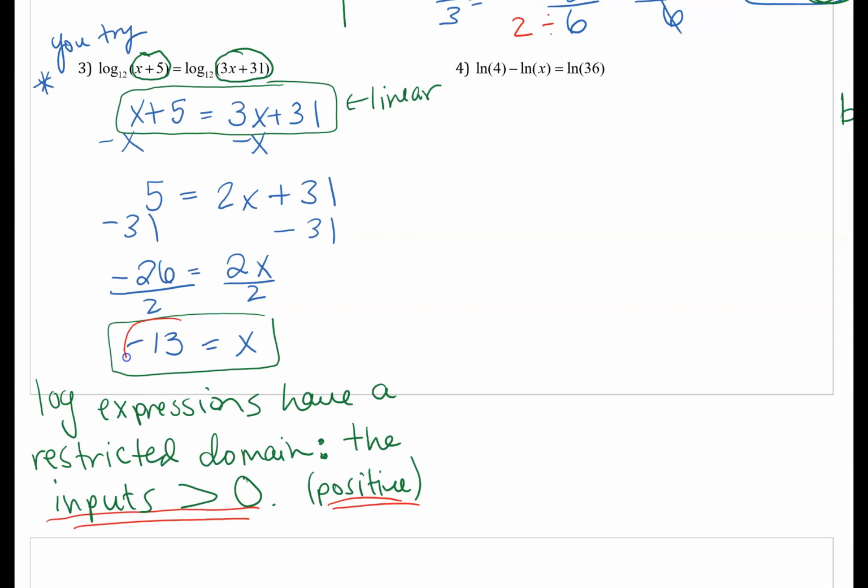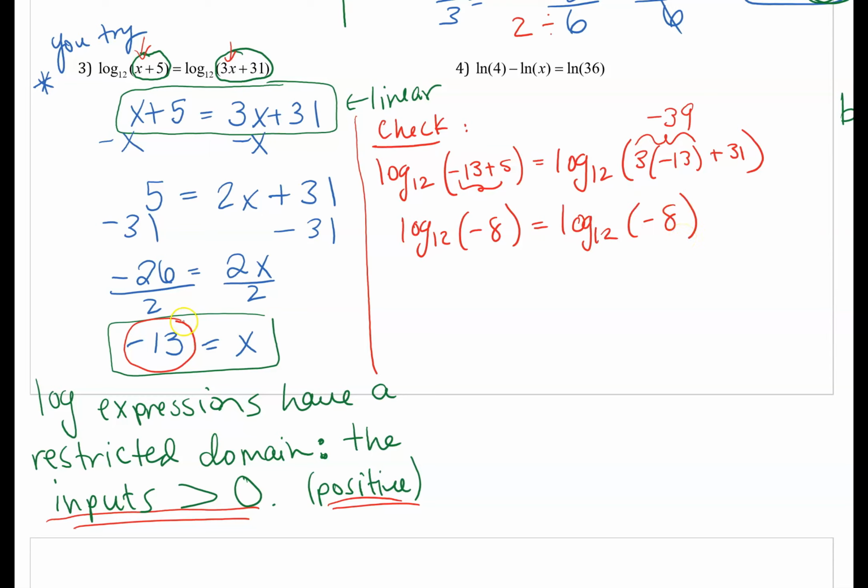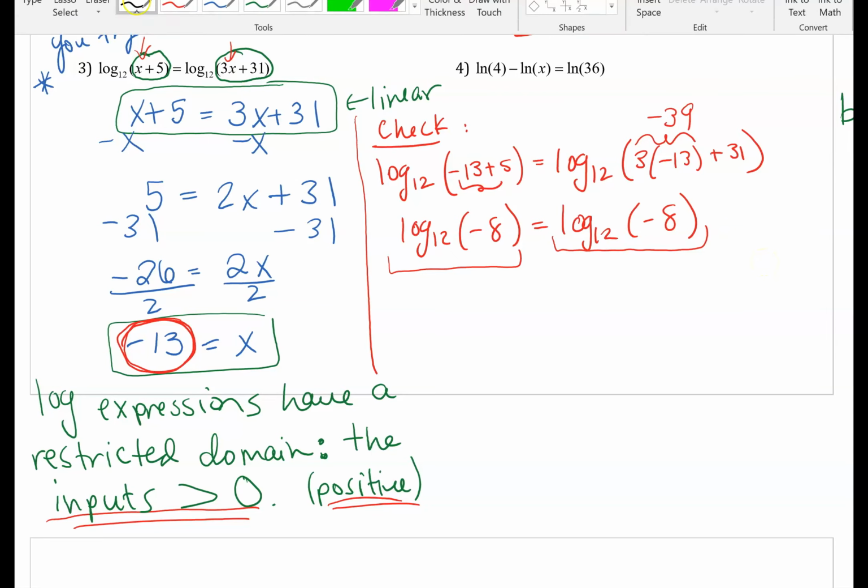What that means is if I go to plug in -13 back into these expressions, I would end up with the log base 12 of -13 plus 5 on the left equals the log base 12 of 3 times -13 plus 31 on the right. So the -13 plus 5 would turn into -8. And then the 3 times -13, that's -39, plus 31 would also be -8. So you can see how we would get -13 as an answer because it makes the expression on the left match the expression on the right. But the problem is these expressions don't exist.